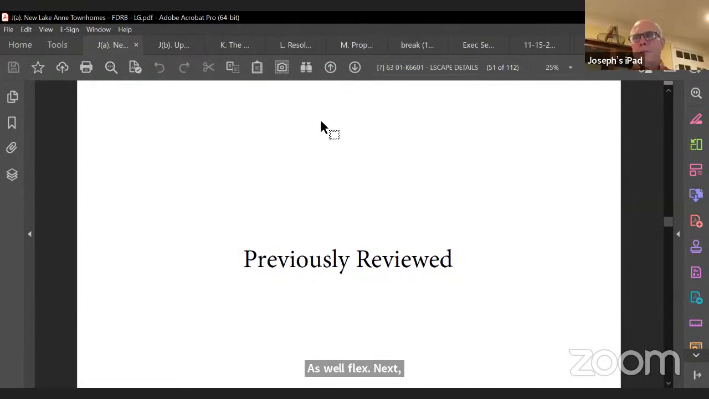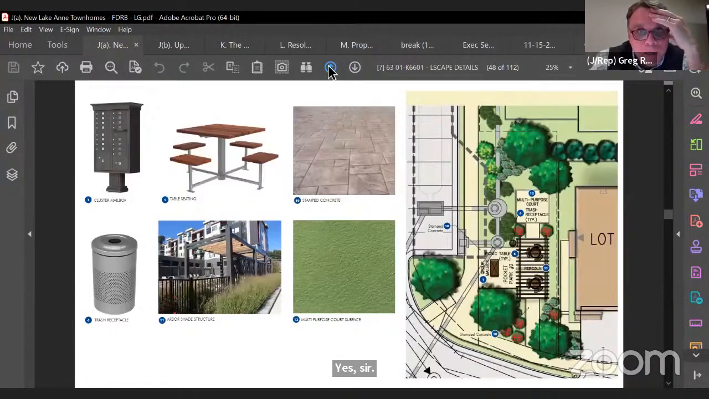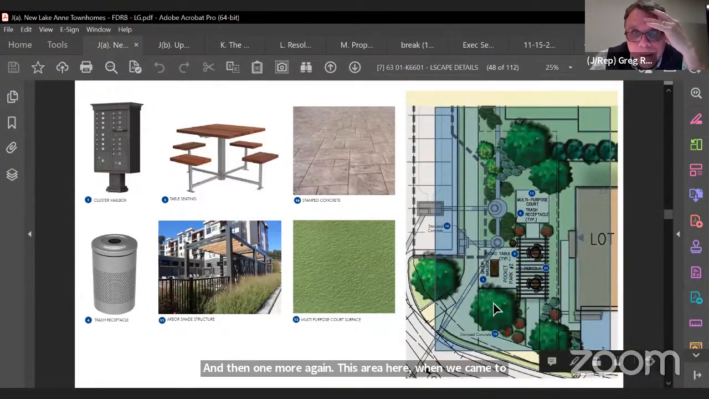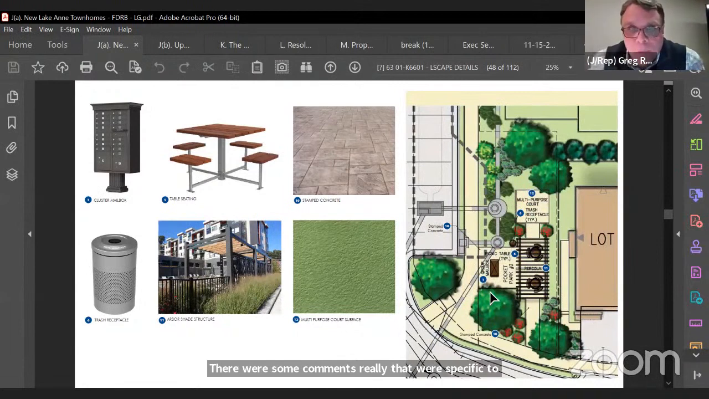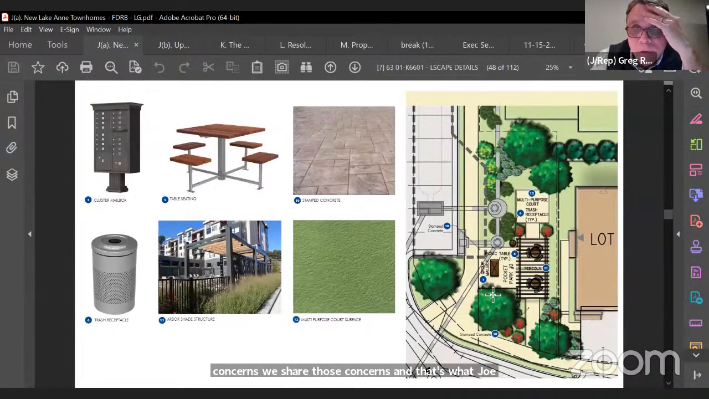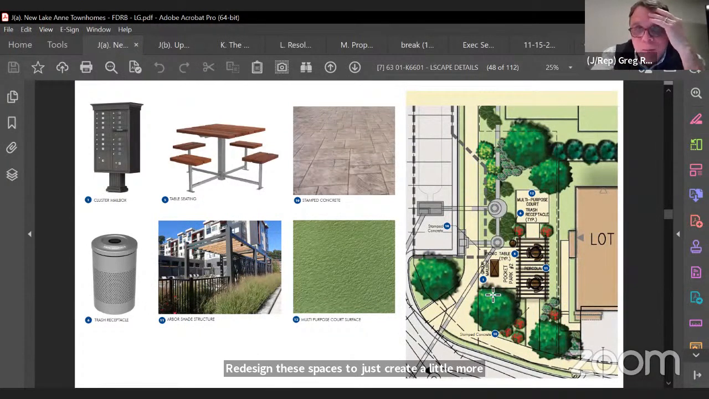Thanks, Joe. On the two areas, Anna Rosa, would you mind going back just one more? And then one more again. This area here, when we came to see you in September, there were some comments specific to the dog park about just how close the dog park was to the adjacent home. We agree with those concerns. We share those concerns. That's what Joe was referring to when he said we're trying to look at a way to redesign these spaces to create a little more separation between the amenity area and the adjacent house.